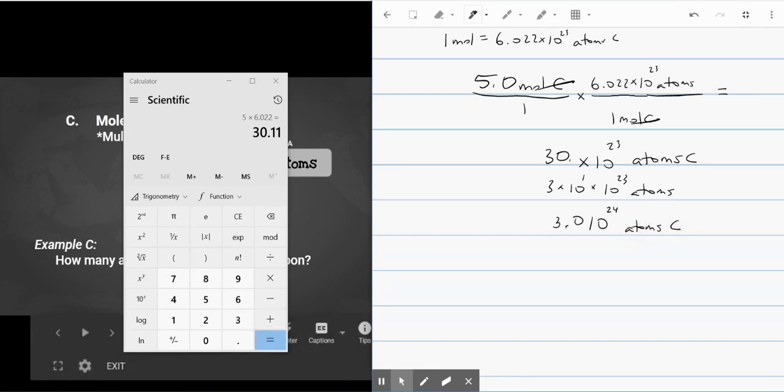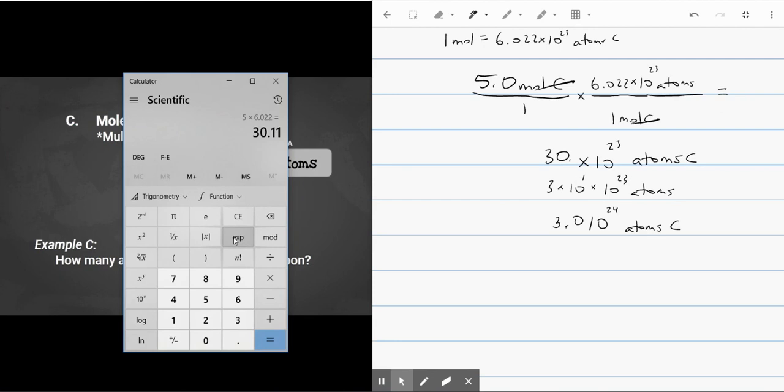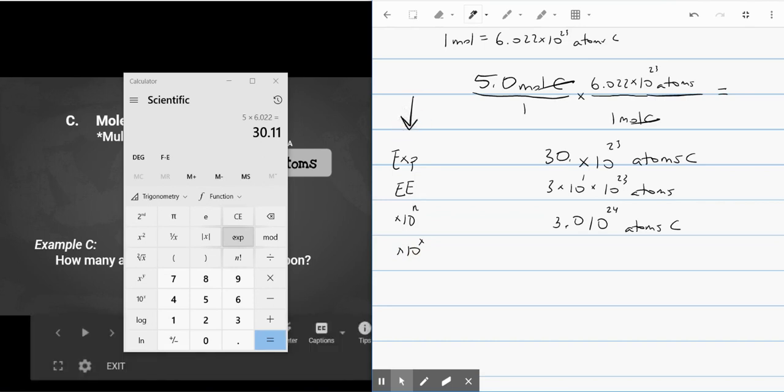Okay, the other way is to use your calculator, and I don't think that this does have the exponent button. So on your calculator, it might say EXP like mine does. Sometimes it's a capital EXP. Sometimes it'll say capital E, and sometimes it'll say times 10 to the N or times 10 to the X. So your calculator will have a button for exponents.